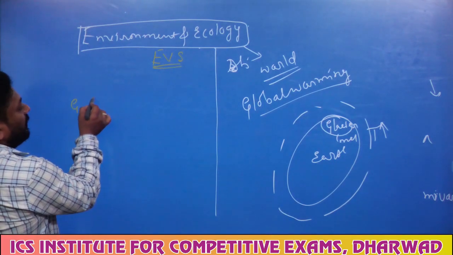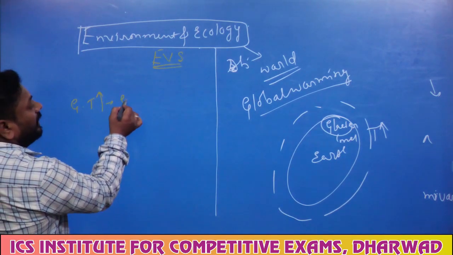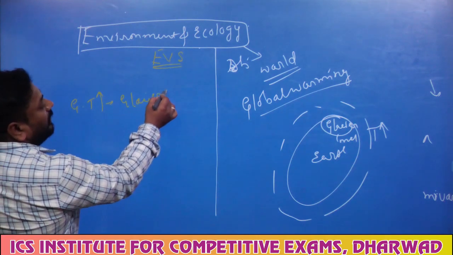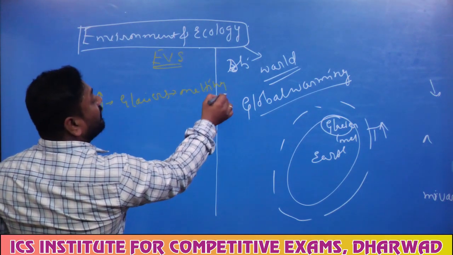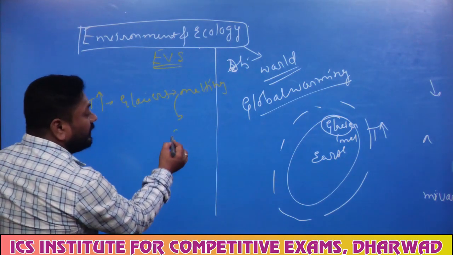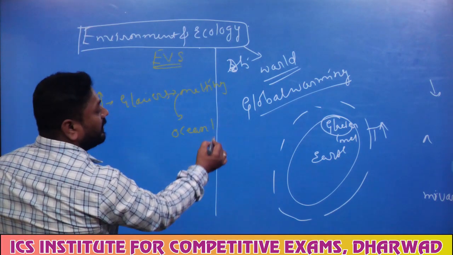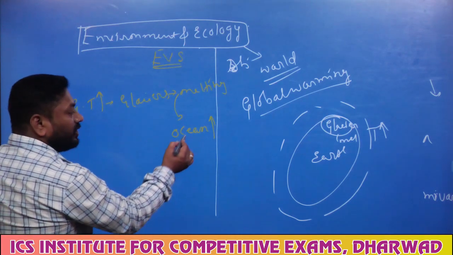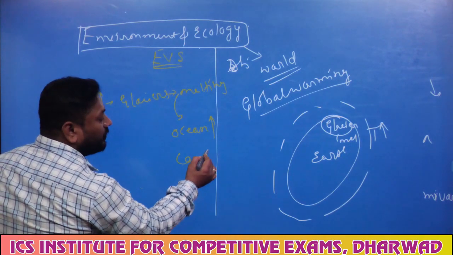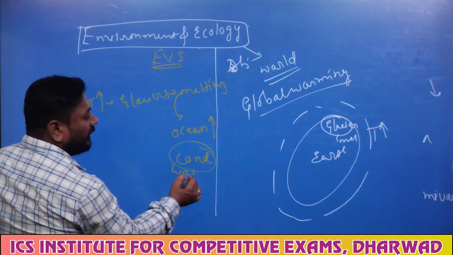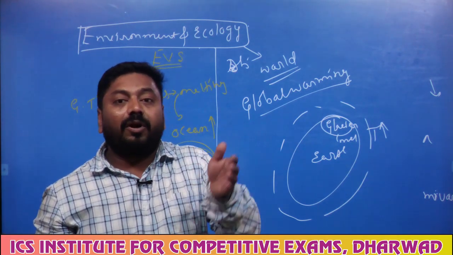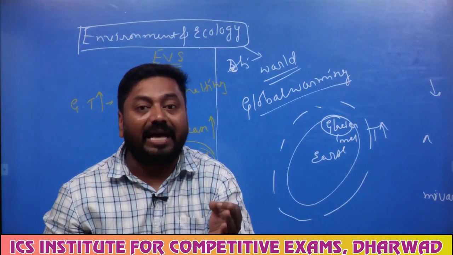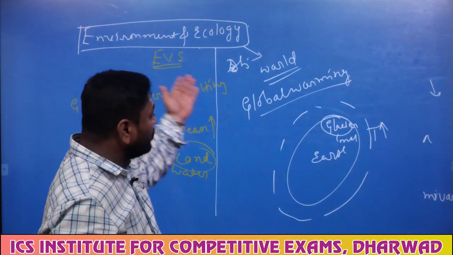If global temperature increases, definitely glaciers will start melting, right? If glaciers are melting, definitely there is an increase in ocean level, right? If there is an increase in ocean level, lots of land is going to be lost in water, right? If lots of land is lost to water, again we will not have space for survival as well as food production, right? Again it is going to affect us.